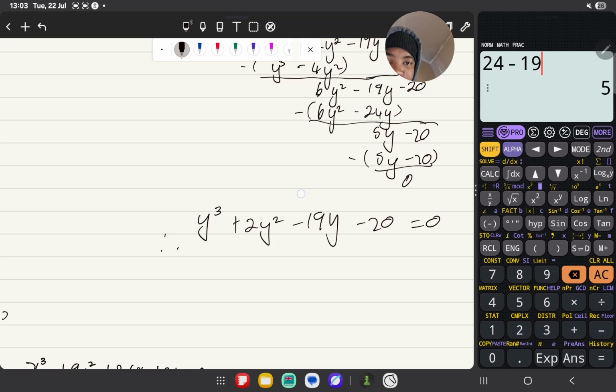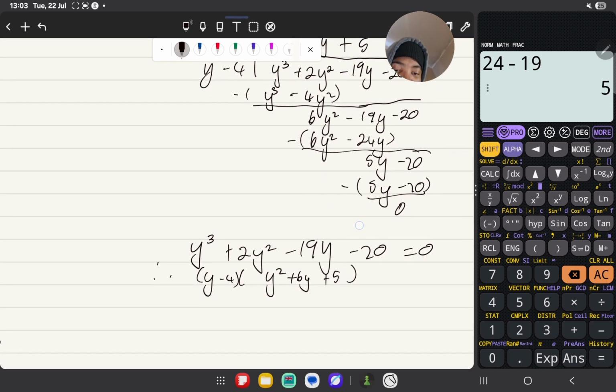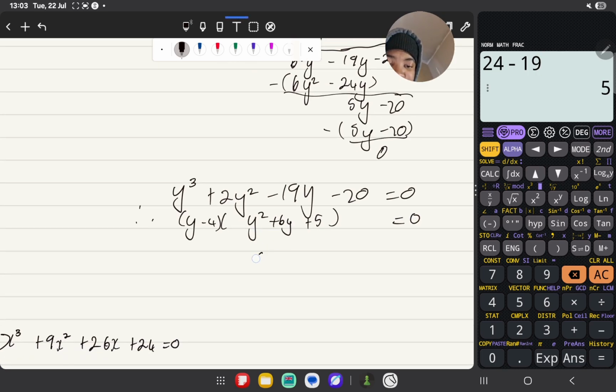Therefore y minus 4 into y squared plus 6y plus 5, this number here, our quotient. Then to factorize this, of course, you have your 2 brackets. 2 numbers you multiply, you get 5. You add, you get 6. That is plus 5 and plus 1. And then this side you're gonna have y minus 4 equals 0.